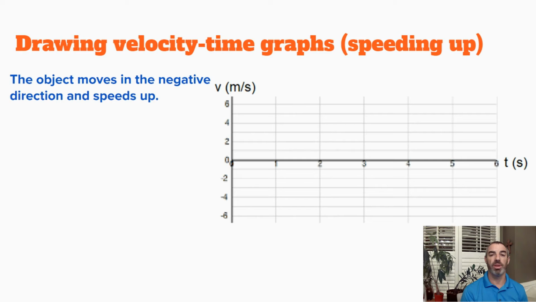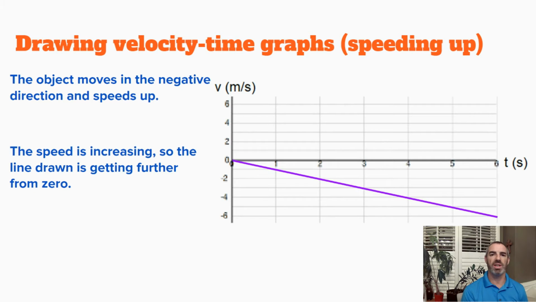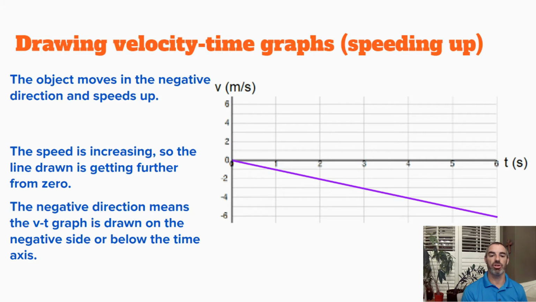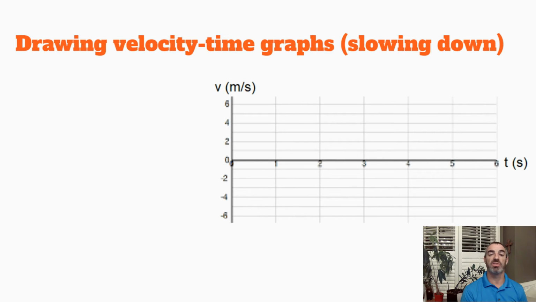So what does that look like for something moving in the negative direction and speeding up? Well, again, we'll start the graph from 0, and we can see that the line is negatively sloped. And this shows that the speed is increasing because the line gets further and further away from 0. So it's showing a negative direction, again, because it's drawn below the time axis. When an object's velocity is drawn below the time axis, that means that it is moving in the negative direction. So it's drawn on the negative side of the velocity. So this graph shows negative direction and speeding up because the line gets further from 0 and it is drawn below the time axis.